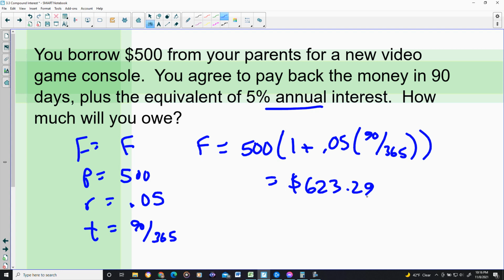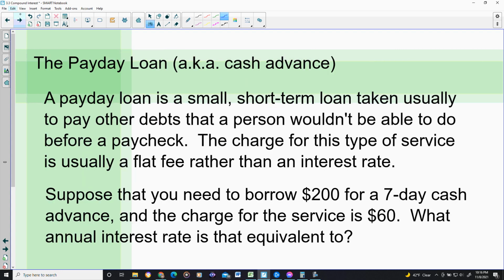Let's do one that's slightly harder. Okay, there's a particular kind of account, and this is some of the more risky of the loan systems. If you've never heard of this, a payday loan is a small loan usually taken to pay other debts that you normally wouldn't be able to pay before a paycheck. As you can imagine, this sort of system is essentially targeted at people living paycheck to paycheck, the ones living at or near or even below the poverty line.